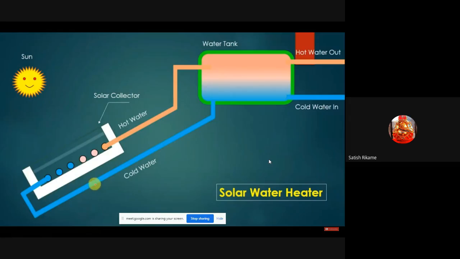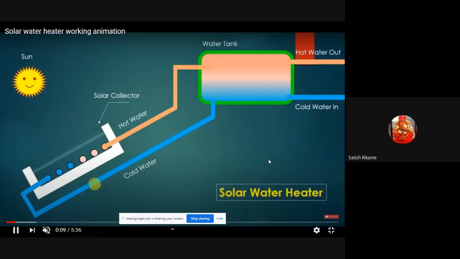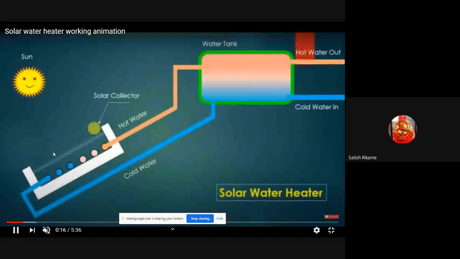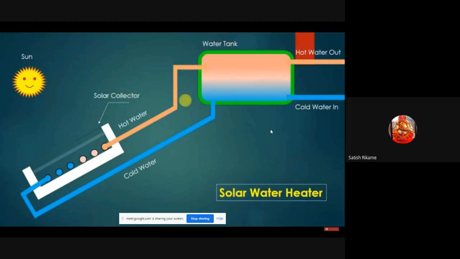Okay, see, now we are looking at a solar water heater. It has two main parts. The first one is the solar collector, and the second main part is the water tank.